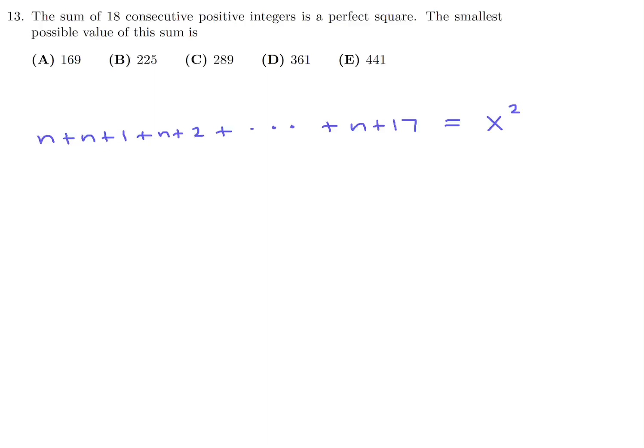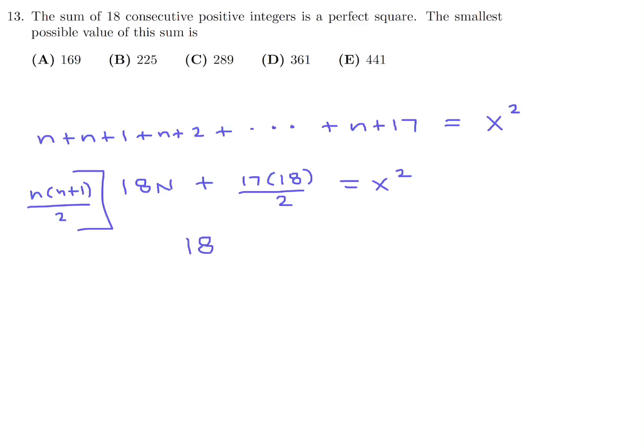So add all this up and we'll have 18n, and then 1 plus 2 plus 3 all the way up to 17. We use that formula, n times (n plus 1) over 2, to add up consecutive integers from 1 to n. So that will be 17 times 18 over 2 is equal to x squared. Okay, so now we have 18n plus 17 times 9 is equal to x squared, and therefore 18n plus 153 is equal to x squared.